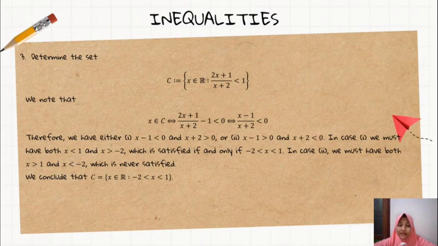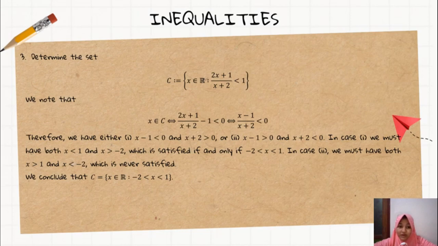Number 3, determine the set C, the set of x element of real numbers where (2x plus 1) over (x plus 2) is less than 1. We note that x is an element of C if and only if (2x plus 1) over (x plus 2) minus 1 is less than 0, if and only if (x minus 1) over (x plus 2) is less than 0. Therefore, we have either x minus 1 less than 0 and x plus 2 greater than 0, or x minus 1 greater than 0 and x plus 2 less than 0.